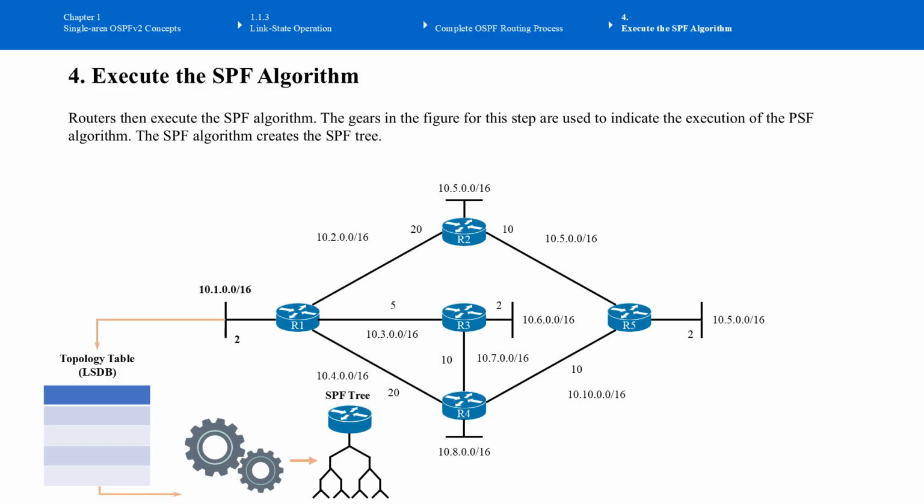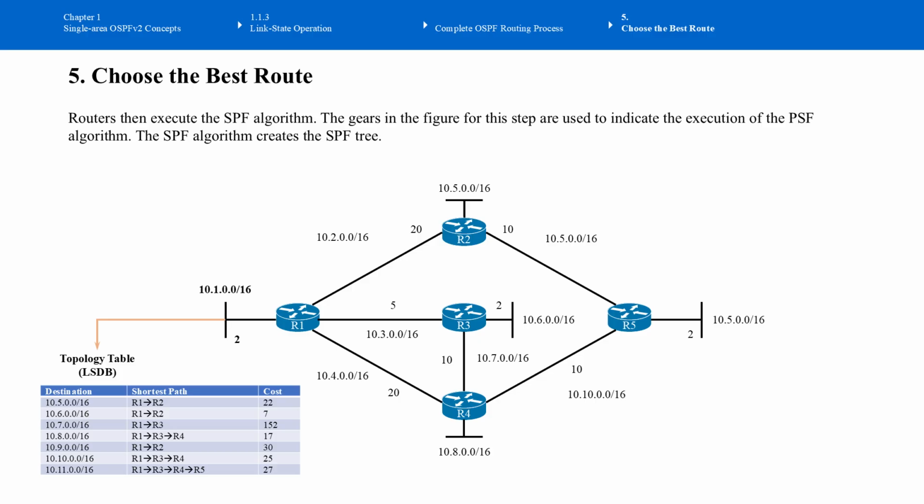Next, the router runs the Dijkstra shortest path first, or SPF, algorithm. Using the information stored in the LSDB, the router calculates the lowest cost path from itself to every destination in the network. The result of this calculation is called the SPF tree.